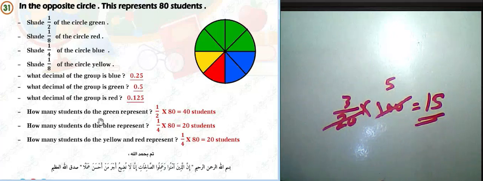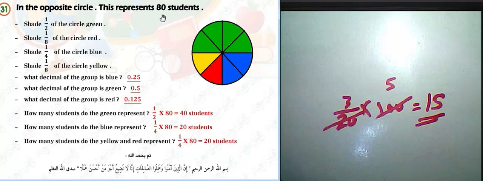How many students does the green represent? A half multiplied by 80, because the total students here is 80. Half of 80 equals 40. And a fourth of the total 80 equals 20 students, and the yellow will be what? A fourth multiplied by 80 equals 20 students.